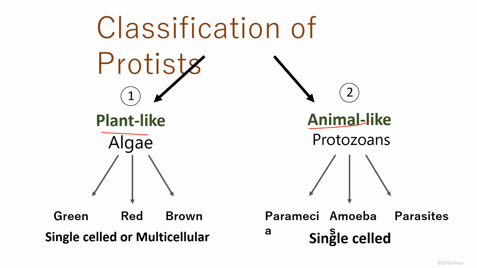So for the plant-like, you have red, green, and brown algae. They're single-celled or multicellular. Look at this. See, they're not all single-celled. Then for the animal-like, you have paramecium or paramecia, so that A should be up here. You have amoebas, that S should be up here, and you have parasites, okay? So let's go ahead and pause the video right now and fill in your taxonomy tree.